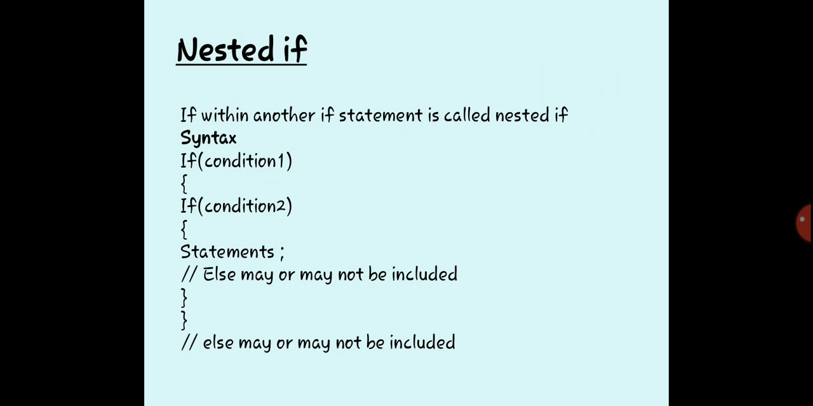Then nested if. Nesting is an if within another if. How many ifs can we nest? As many as we want. Any number of ifs can be nested, but they should be properly closed. The most recently opened if should be closed first. That should be kept in mind. So here, if condition 1, within that another if is there, then statements, then close. For the if, the else block may or may not be included. If it is included, it should be properly opened and properly closed.